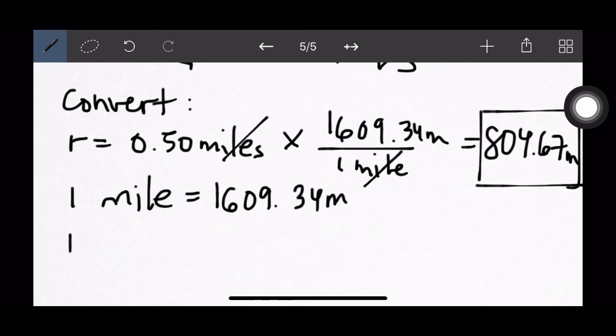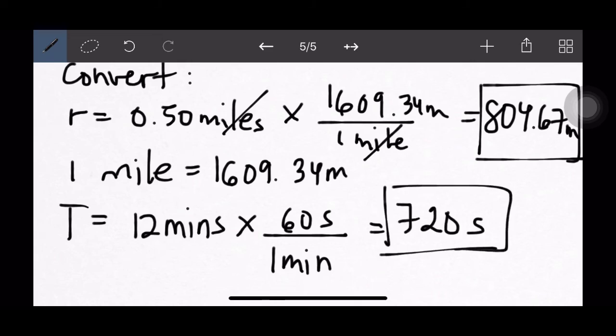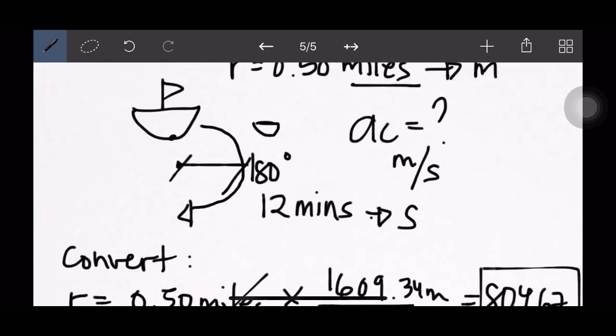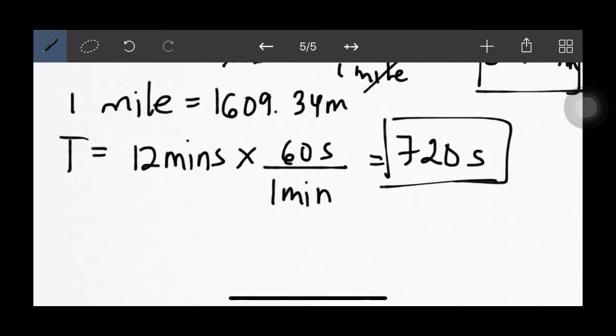Second one is the time. The time is 12 minutes. In 1 minute, we have 60 seconds, so 12 times 60 is 720 seconds. Okay, let's look again at our problem. 180 degrees is not really a full circle. It's just half of the circle. That is why the capital T should be the time at one revolution, from this point up to this point. This means that our time here, which is 720 seconds, is just half of the revolution.